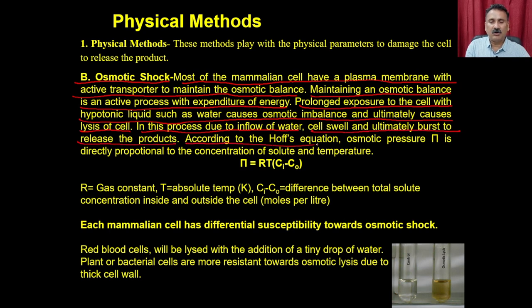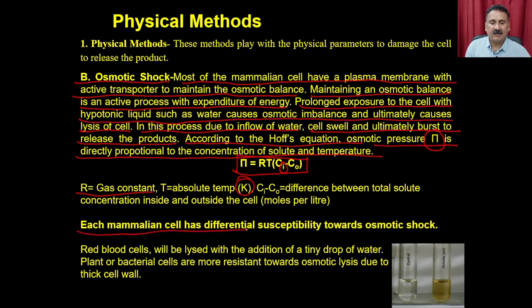According to Hofmann's equation, the osmotic pressure is directly proportional to the concentration of the solute and the temperature, and it can be expressed with this formula: the osmotic pressure is equal to RT times (Ci minus Co), where Ci minus Co is the difference between the total solute concentration inside and outside the cell, T is the absolute temperature given in Kelvin, and R is the gas constant. If you put in all these values, it tells you the osmotic pressure it is going to cause, and accordingly you can predict when the cell is going to be lysed.